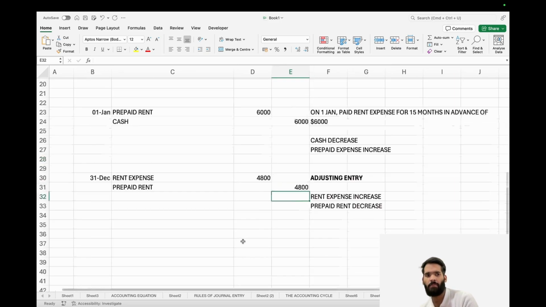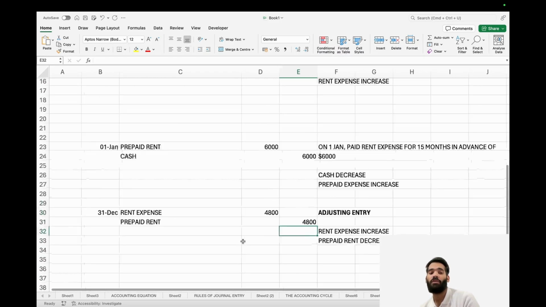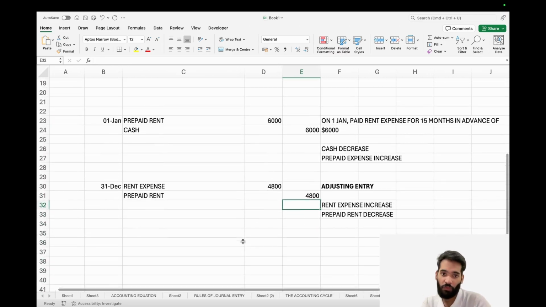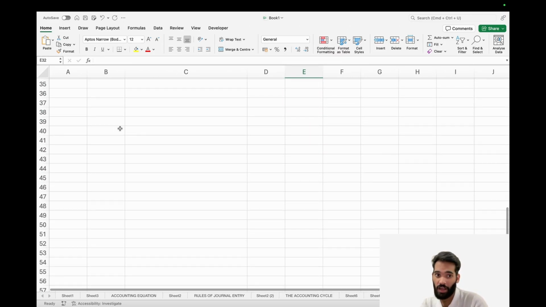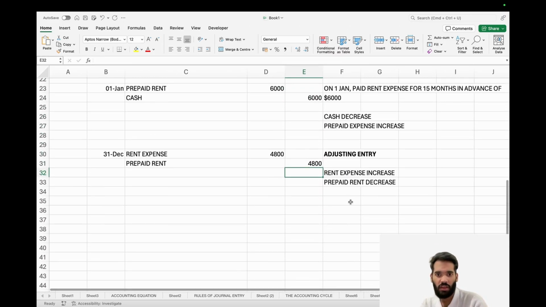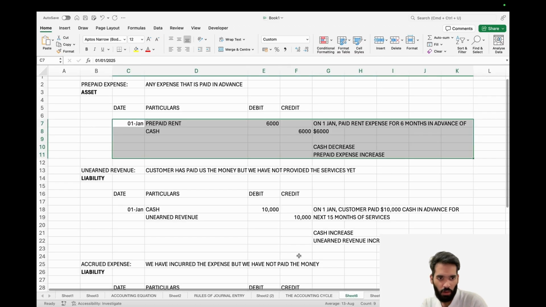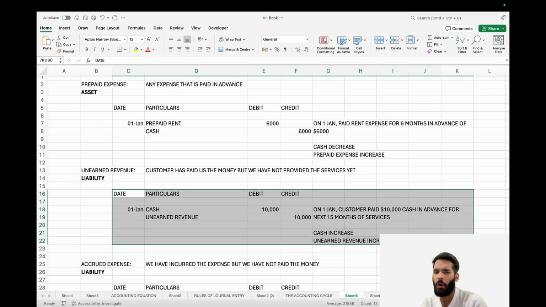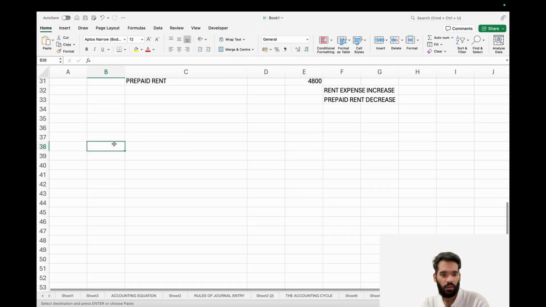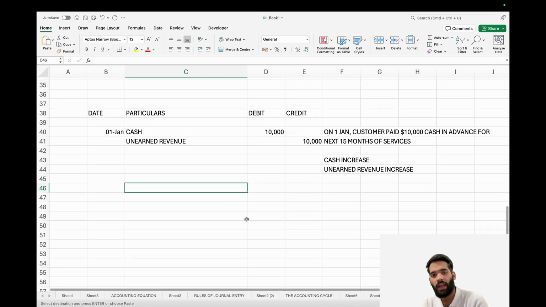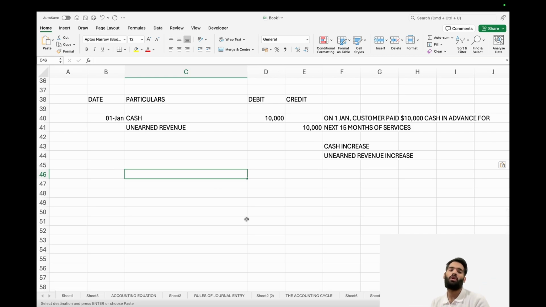In the meantime, I will obviously move on to the next thing for which we have to learn an adjusting entry, which is the unearned revenue. So again, to save some time, I will copy the normal entry for unearned revenue from the example we already solved, which is a great example. There we go. Now here I'll again mention the same logic.